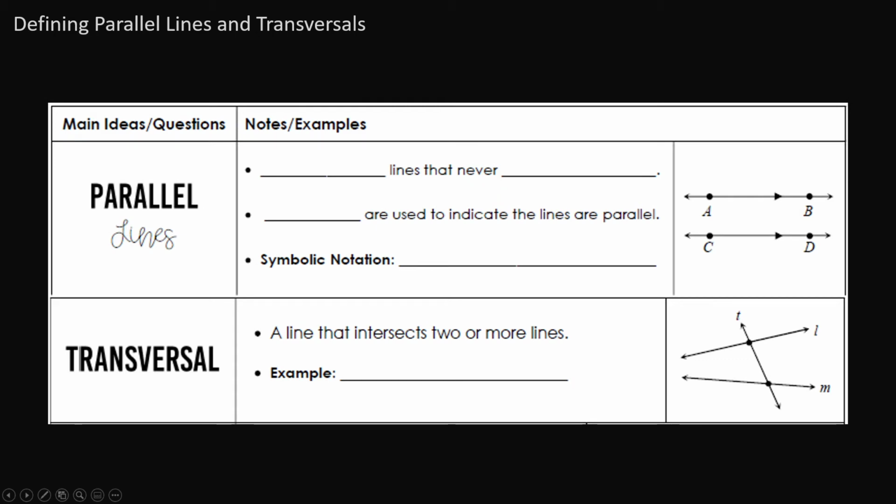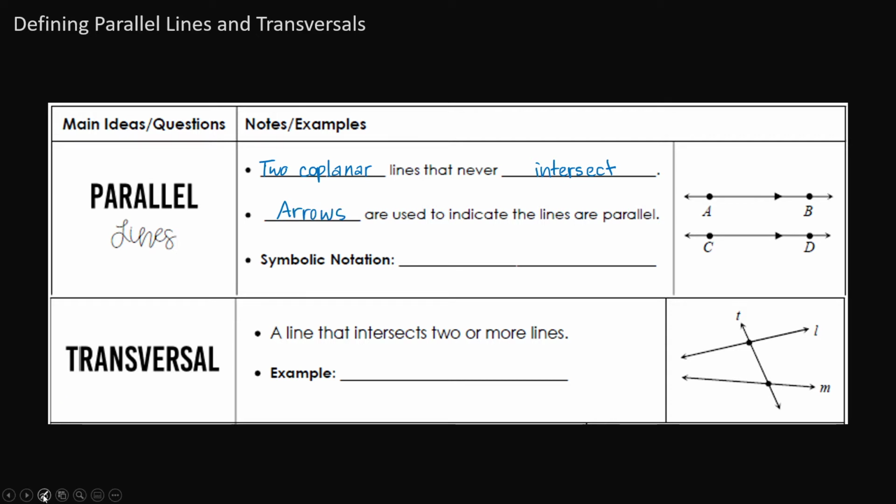So let's talk about parallel lines, and this part should be review for us. So parallel lines are two or more coplanar lines. That means two lines that are on the same plane as each other, and those lines never intersect. Parallel lines are two coplanar lines that never intersect. Arrows are used to indicate the lines are parallel.